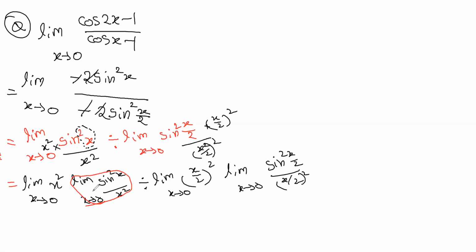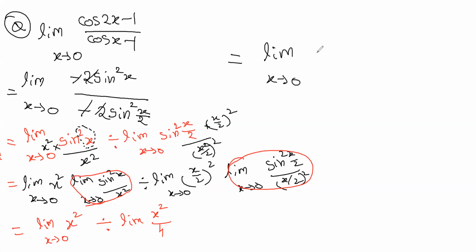So that becomes 1, and the other one also becomes 1. Now what is the remaining? Limit x tends to 0 of x square divided by (x by 2) the whole square, or x minus 1. Right? Now the next step: you just combine it.